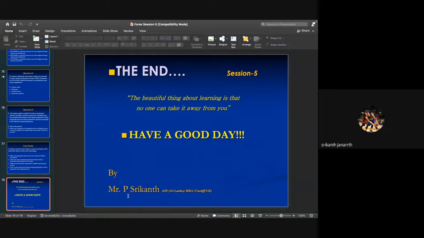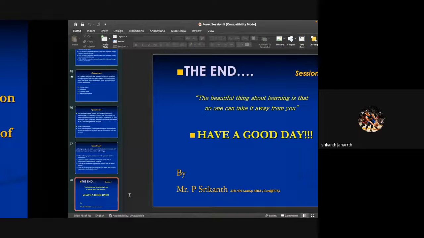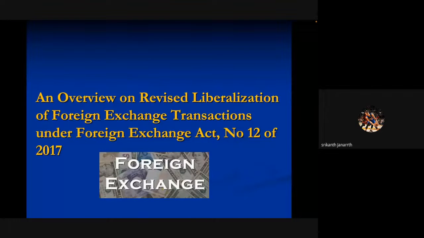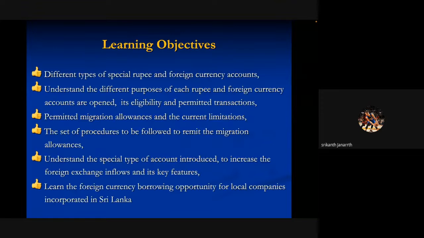Okay. So we have completed session 5. Can you see the screen on session 6? Can you all see the learning objective? Somebody can say yes or no. Yes, sir. All right, you can see.